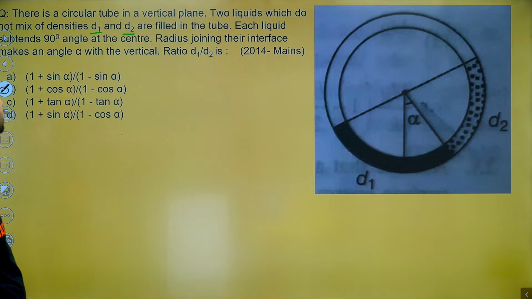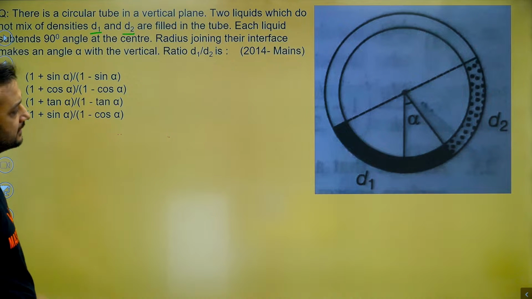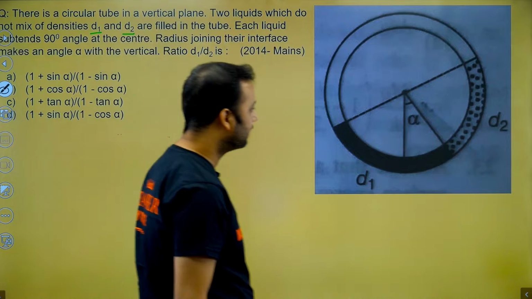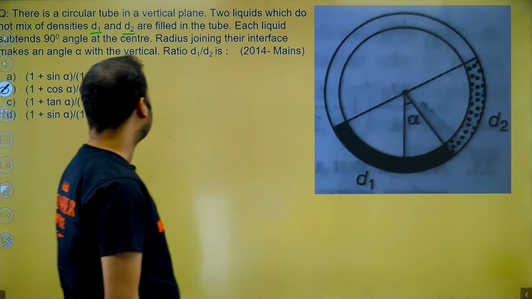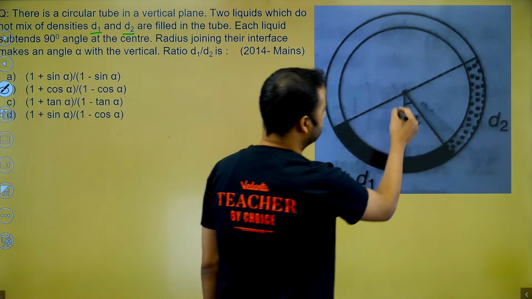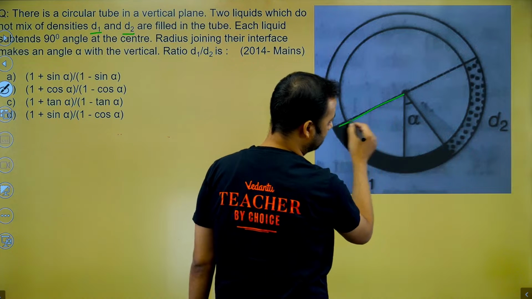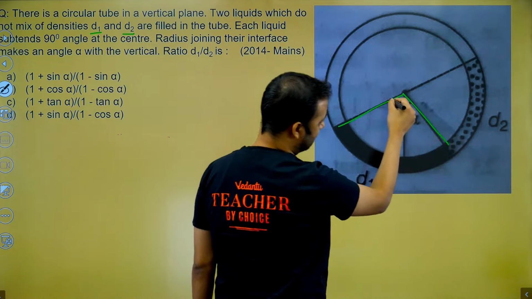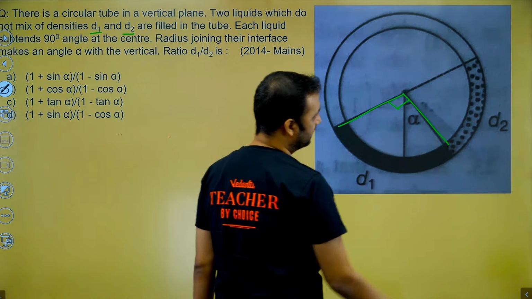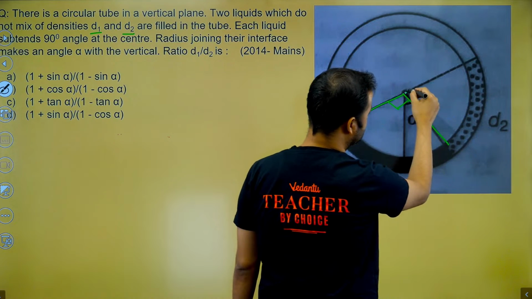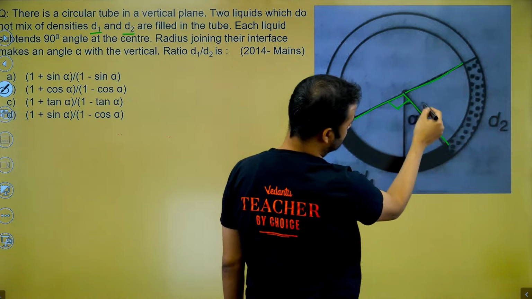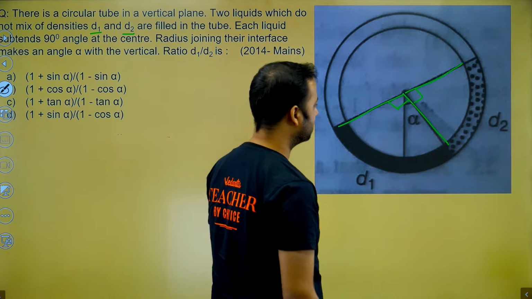Each liquid subtends an angle of 90 degrees at the center. So both the liquids subtend an angle of 90 degrees at the center. If you join this line and this line, this angle total is 90. Similarly, if you join this line and this line, this angle is also 90. This is what they are saying.